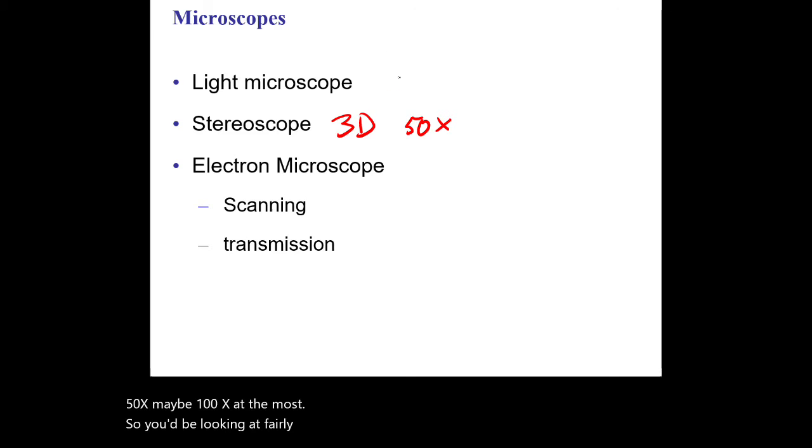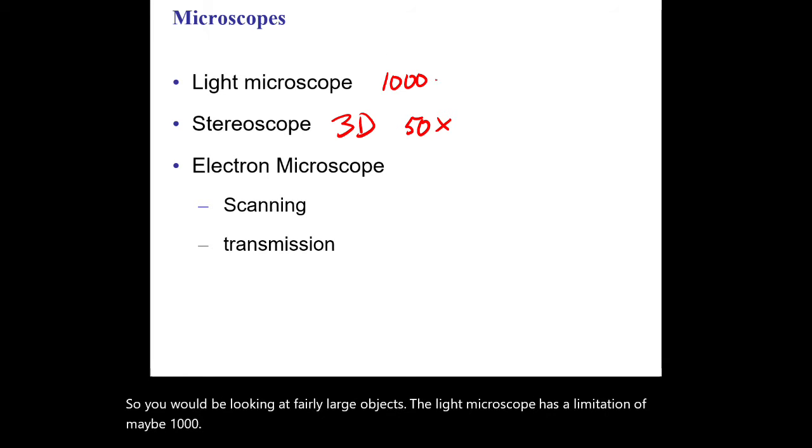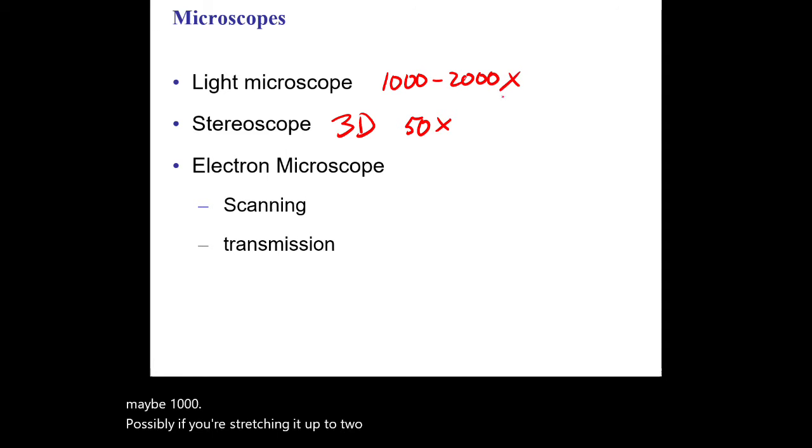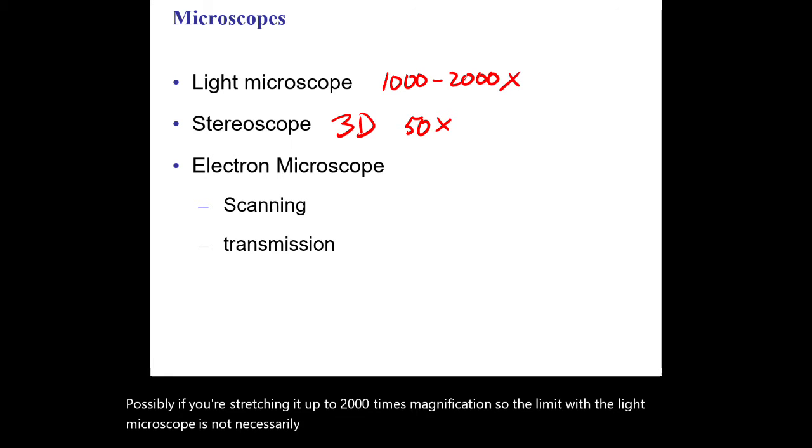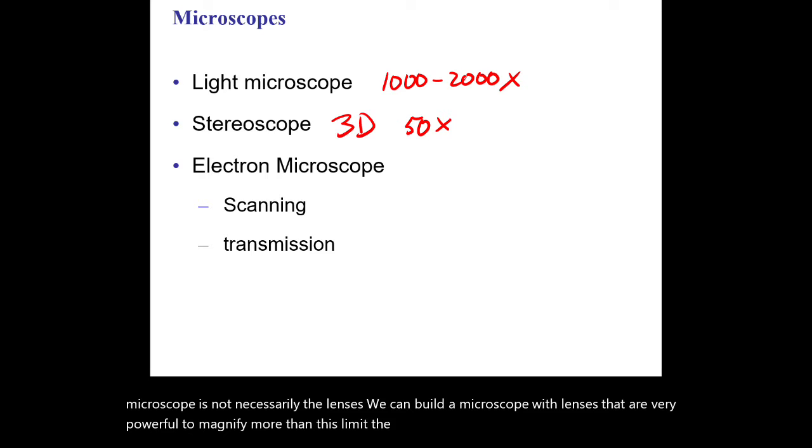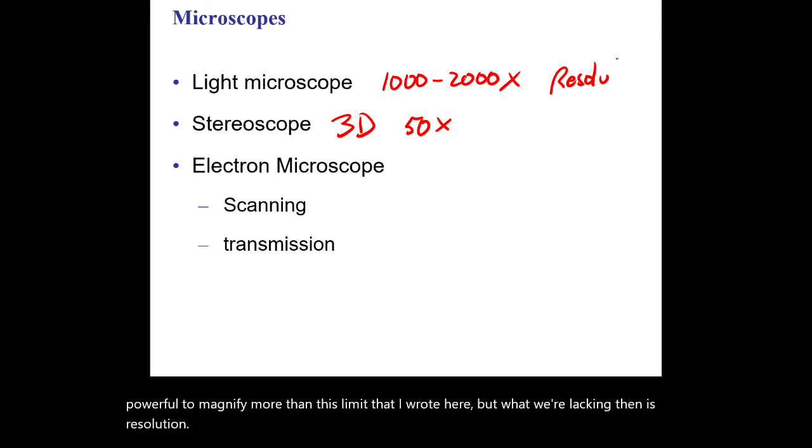The light microscope has a limitation of maybe 1,000, possibly, if you're stretching it, up to 2,000 times magnification. So the limit with the light microscope is not necessarily the lenses. We can build a microscope with lenses that are very powerful to magnify more than this limit that I wrote here. But what we're lacking then is resolution. And I'll show you what resolution is in a minute.